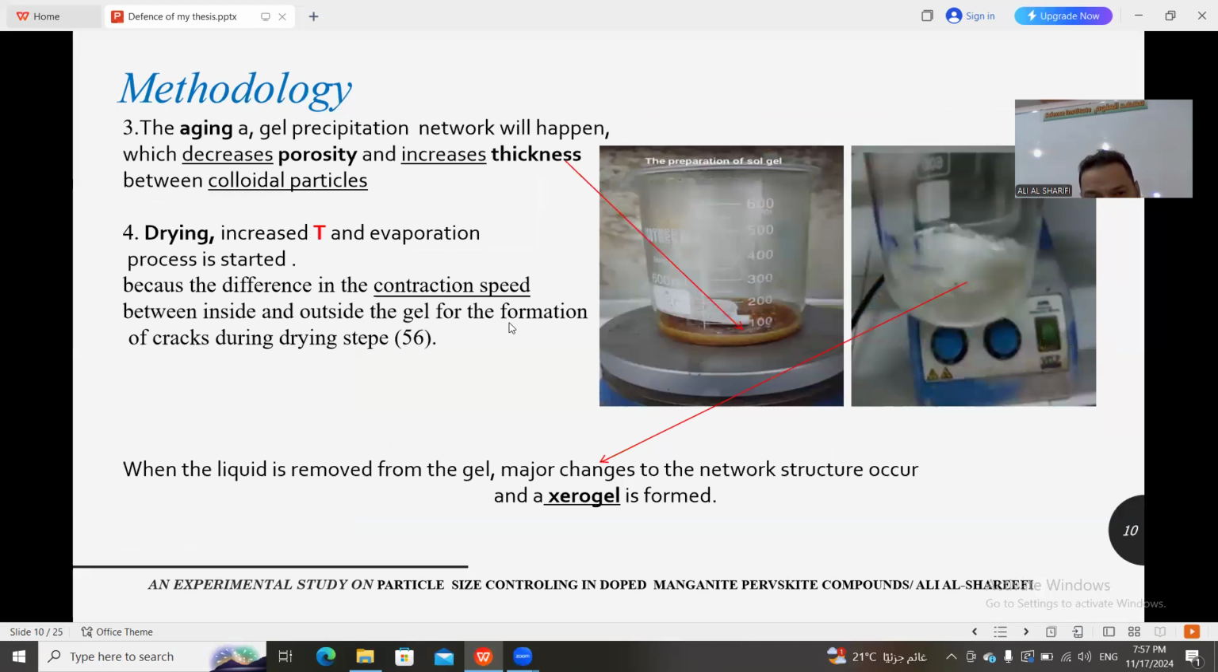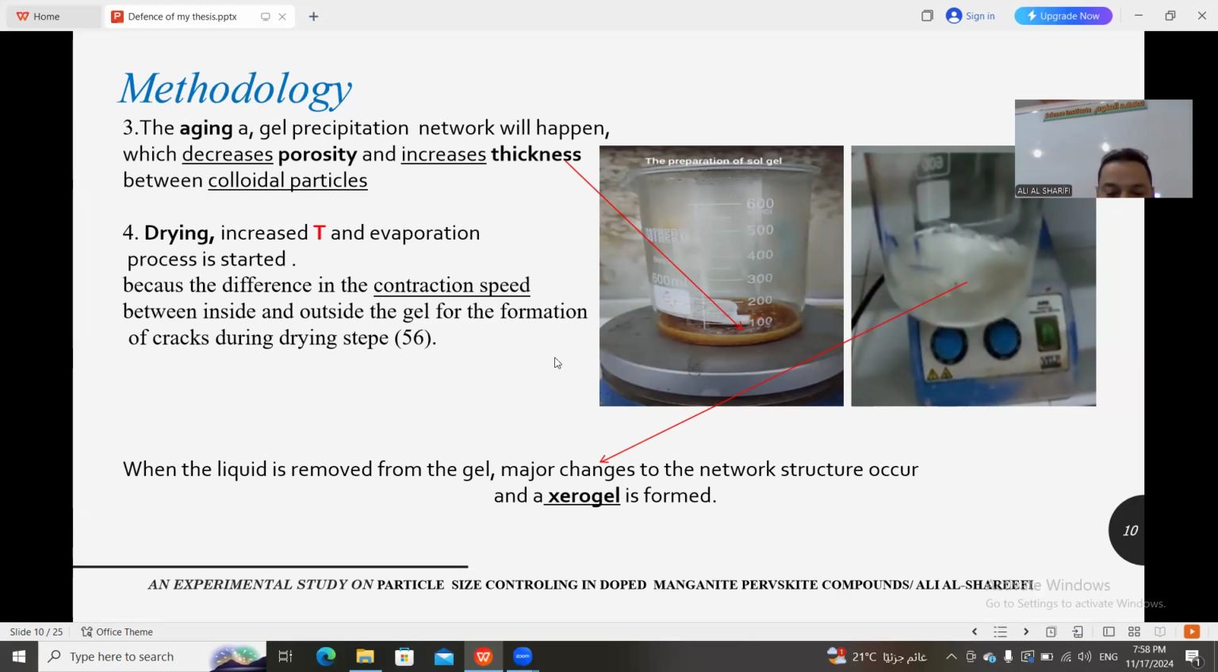Third step, aging. Gel precipitation network will happen. Some collapse will happen, which decreases the porosity. At gel, I said we have porous. At aging, the porosity will decrease, and the thickness will increase to be something like honey between colloidal particles.